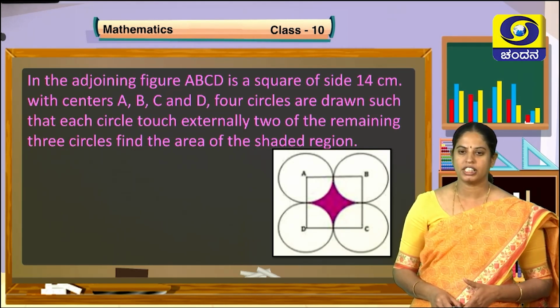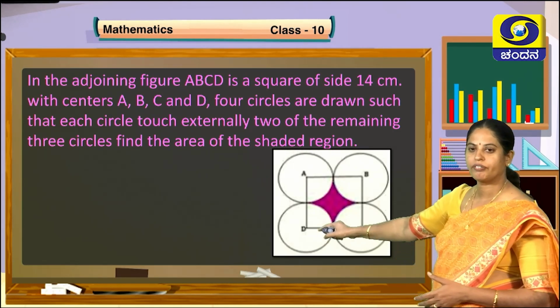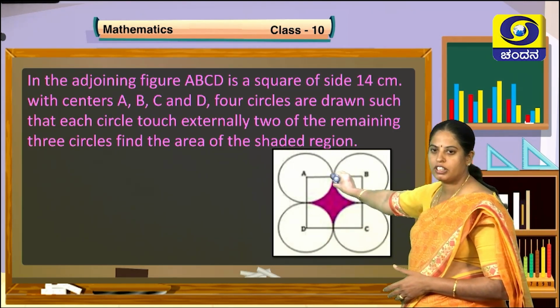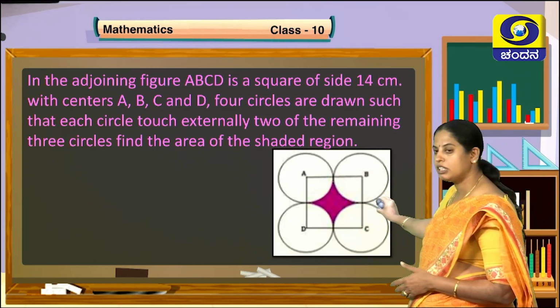Find the area of the shaded region. How to find the area of the shaded region? Observe, here this is the square. If we remove these parts, we get the shaded region area. How to remove these parts?